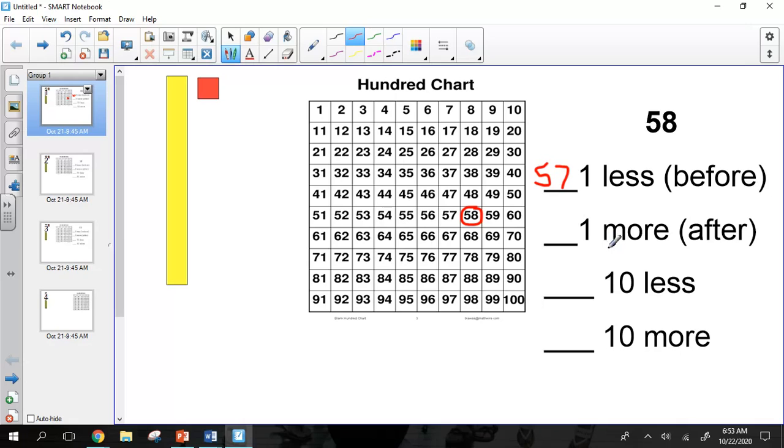Now, what is one more? More means you're adding. You're putting something else there. So I'm going to put one more number on. And from 58, that takes me to 59.